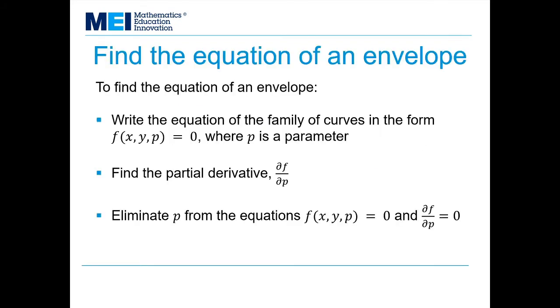In the previous video, we saw that to find the equation of an envelope, we can start by writing the equation of the family of curves in the form f(x, y, p) = 0, where p is a parameter, find the partial derivative, and then eliminate p from the equations f(x, y, p) = 0 and partial df by dp = 0. Let's work through an example to see how we would do this in practice.